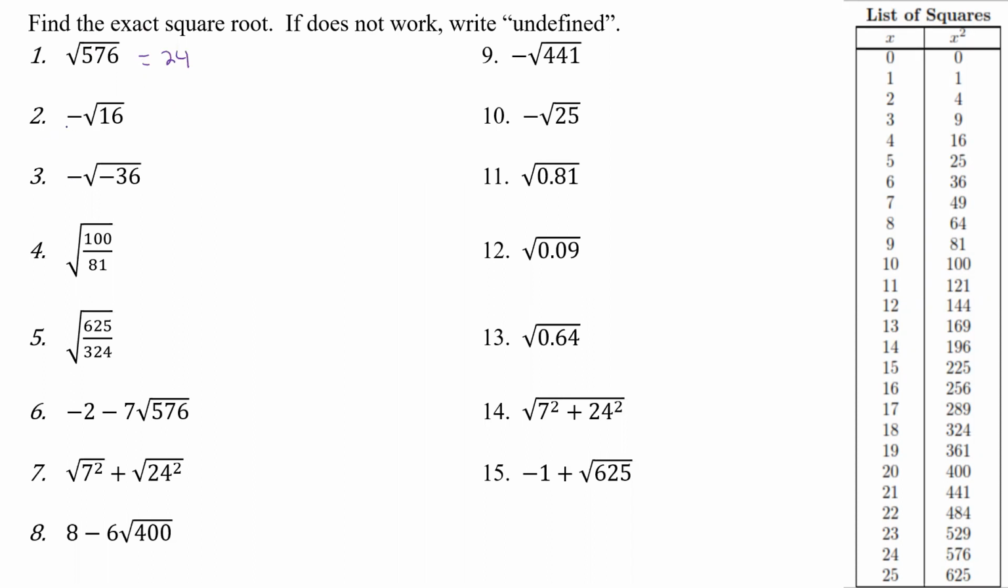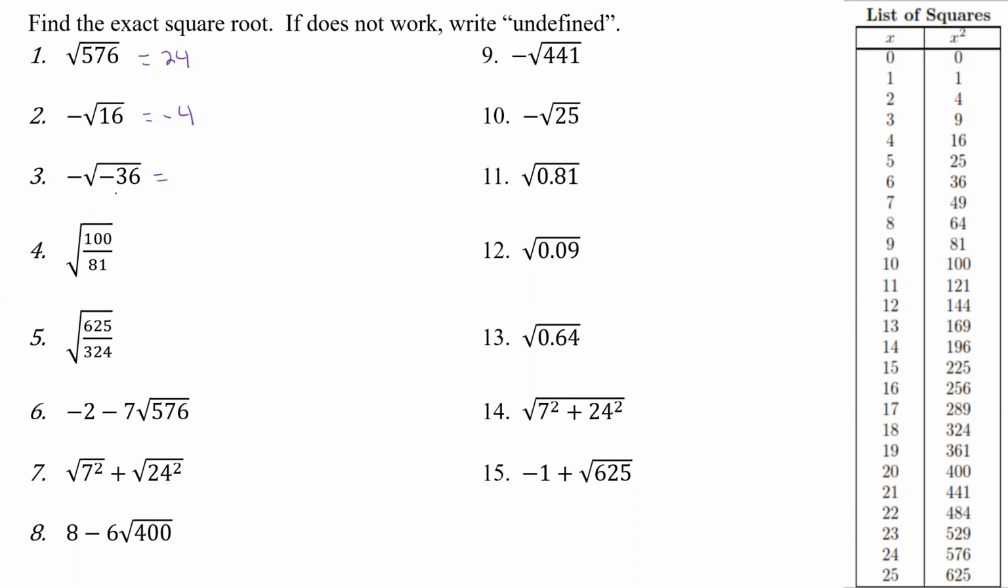Now the second one says, what is the negative square root of 16? Well, square root of 16 is 4. The opposite of that is a negative 4. So we just have to put that negative in front of whatever the square root of 16 was, and we have our answer.